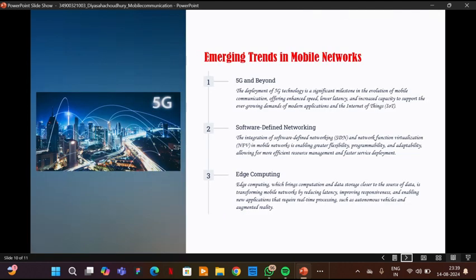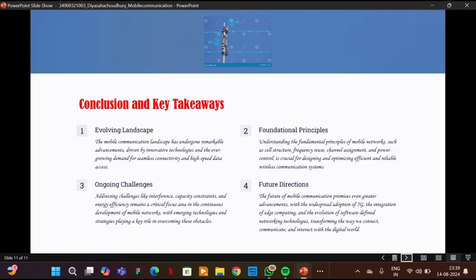Emerging trends in mobile networks: 5G and beyond. Then we have software-defined networking, and finally we have edge computing. And finally, the conclusion is the evolving landscape.